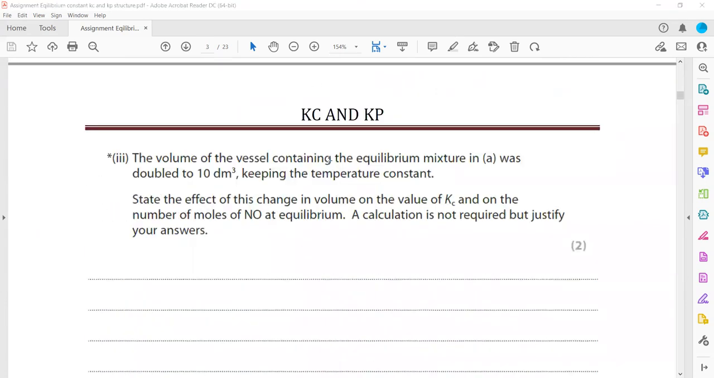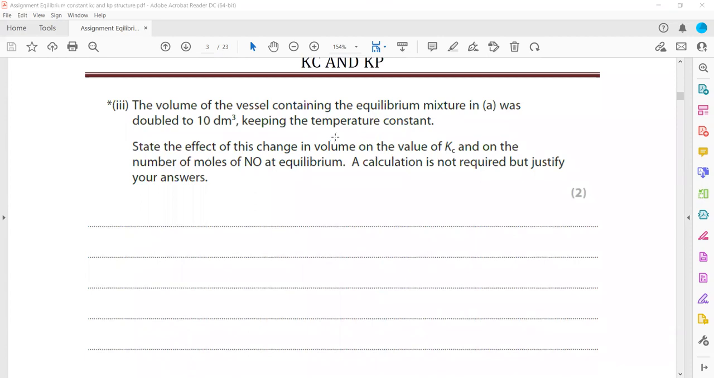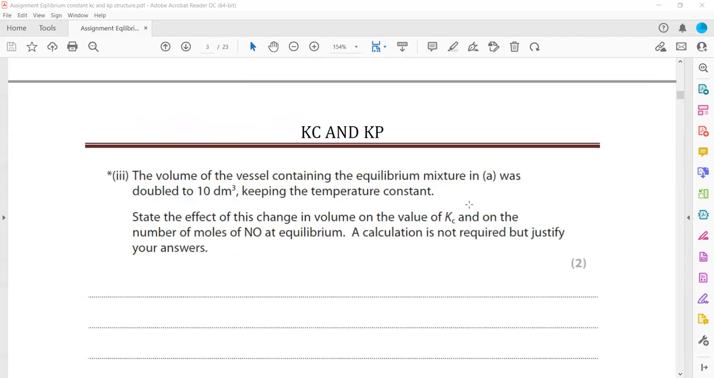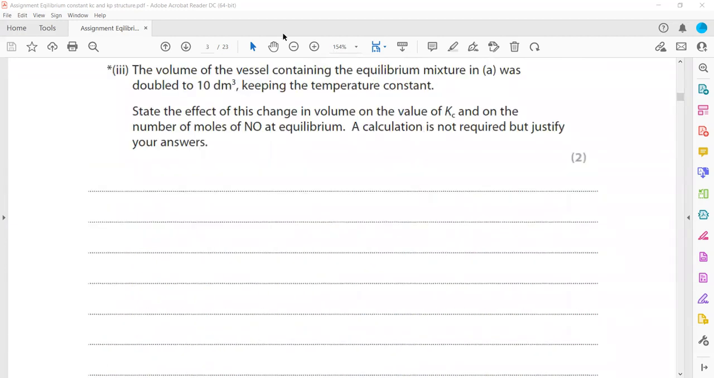Then the volume of the vessel containing the equilibrium mixture in A was doubled, like now it is 10, keeping the temperature the same. State the effect of this change of volume on the Kc. Kc and Kp are only affected by temperature. So there is no effect on the Kc. Kc won't change. It is only affected by temperature.